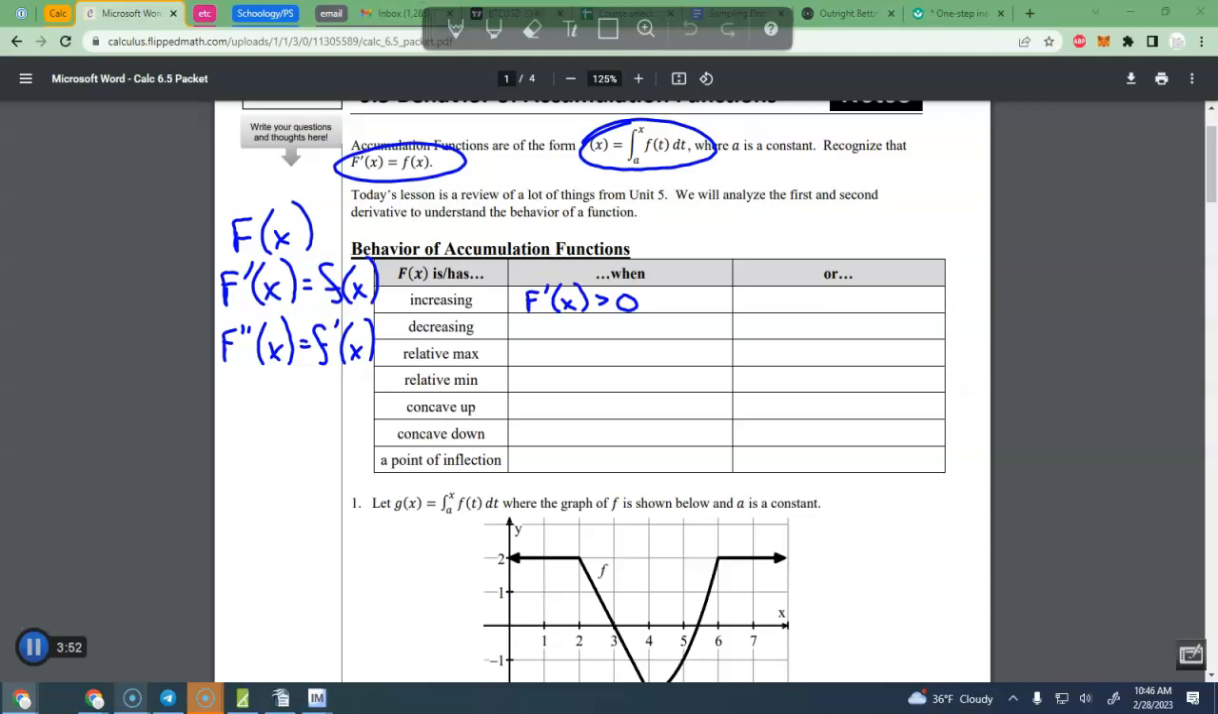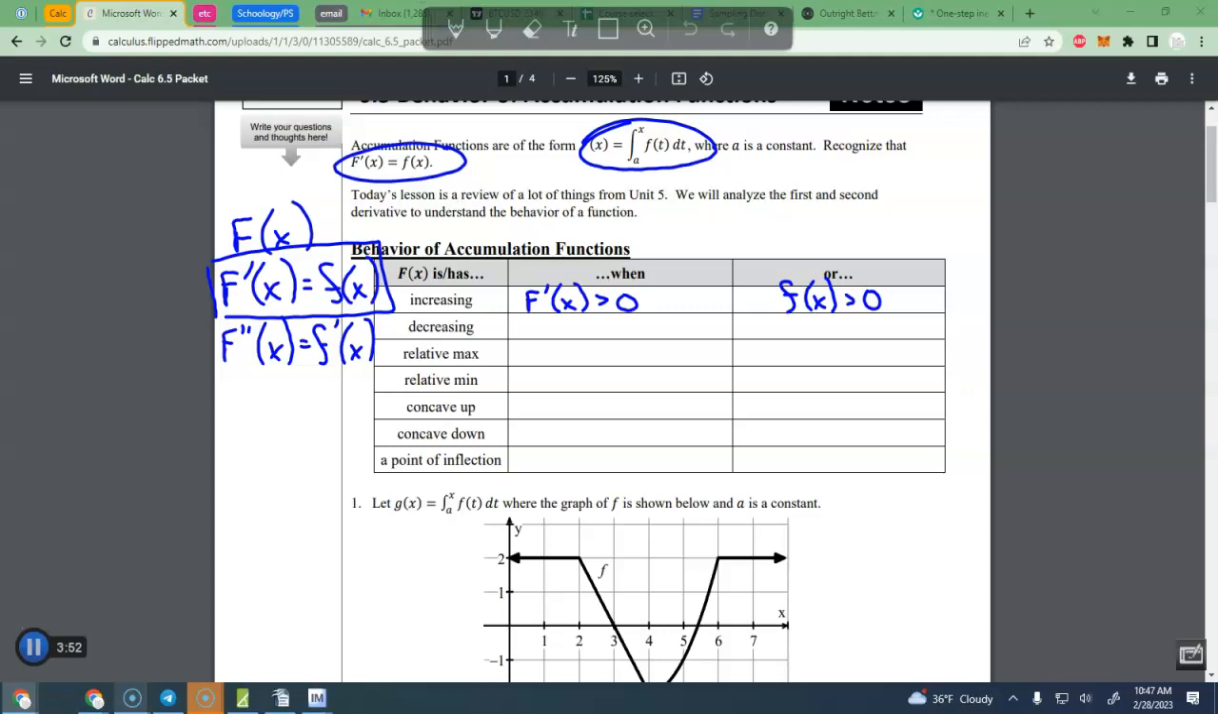And what this new lesson is saying is, well, now we know that those two things are the same. So we could also look and say, well, when is little f of x greater than 0? So that's the point of what's going on here, is to realize that we can look at it either way.